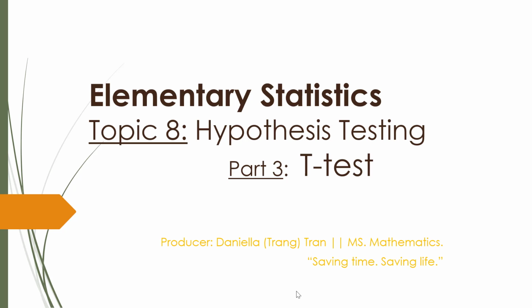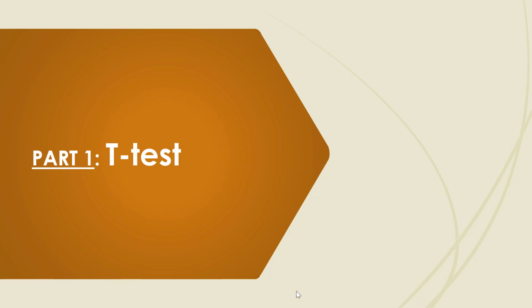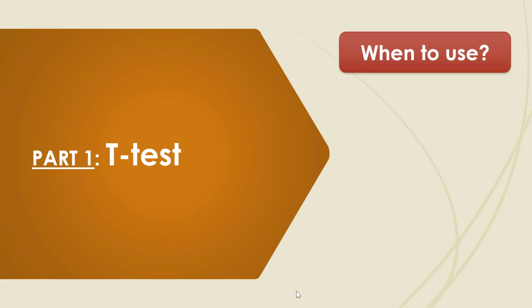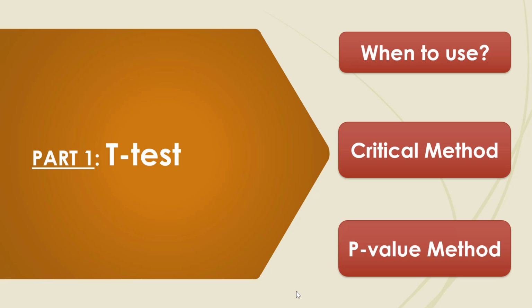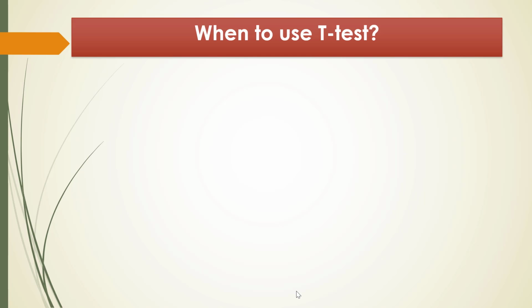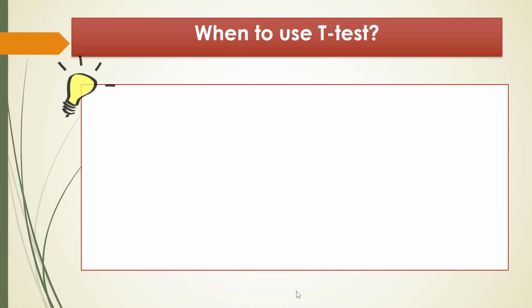Daniel's here, and today I'm going to continue on topic 8, hypothesis testing, and I'm going to go to part 3, t-test. For the t-test, we first need to know when to use a t-test. To perform a t-test, we have two methods: the critical value method and the p-value method, just like the z-test. So first, when to use a t-test.